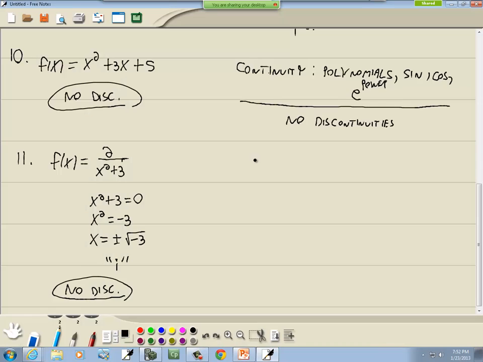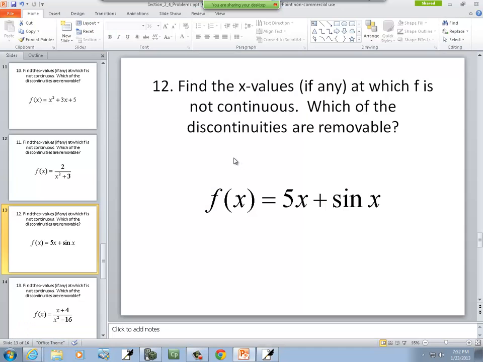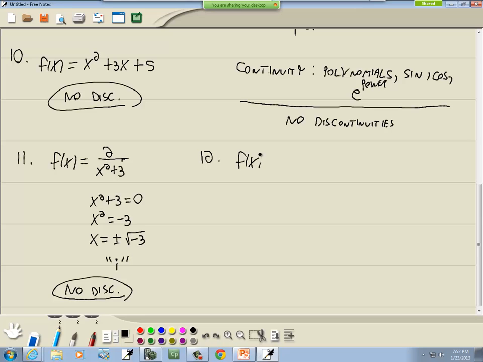Okay, let's look at this one. Got f of x is equal to 5x plus sine x. Well, 5x itself is a polynomial, and sine x, of course, is sine. And we'd said already there's no discontinuities. So if there's no discontinuities in this piece, there's none in this, then there's no discontinuities total. Now, this does not mean that every problem that has a sin x in it is going to have no discontinuities. If you have a problem where you have the sin x in the denominator, well, you have a denominator. You have a fraction. So then you have to worry about that.